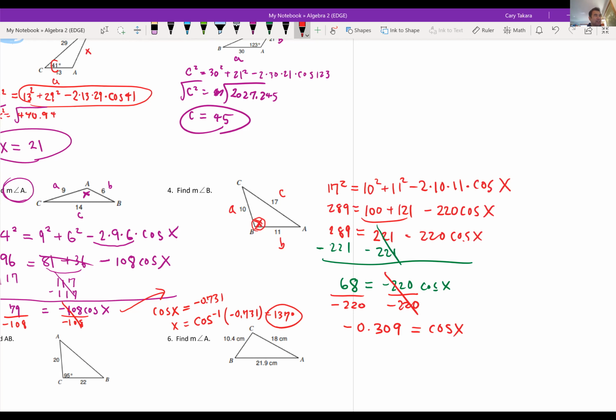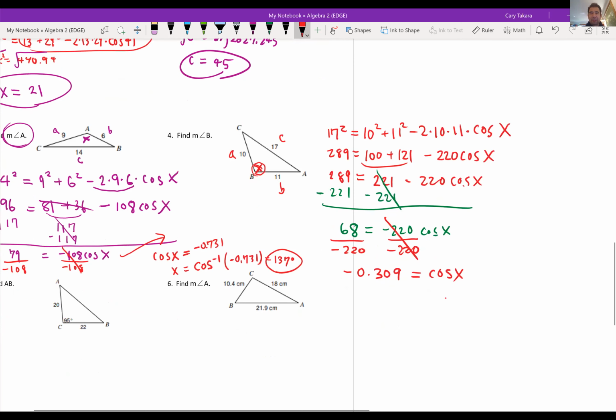Now we take inverse. Now we are ready to take inverse. Okay, taking the inverse should be the last step. So x equals inverse cosine of negative 0.309. And you should get 108 degrees.